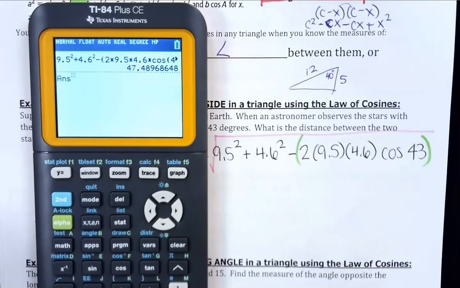So that'll bring up the word ANS. That means it's going to take my answer I just got. And I just type in 0.5 for 1/2 because that would be a square root.